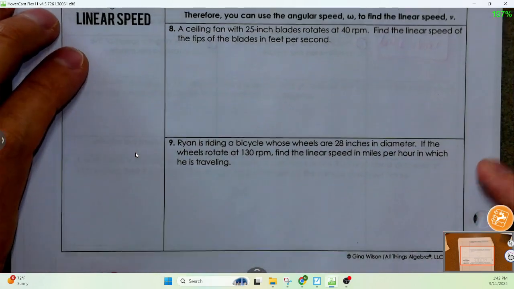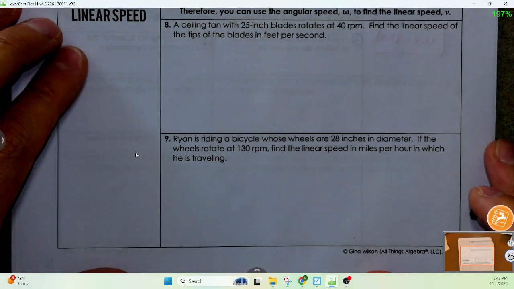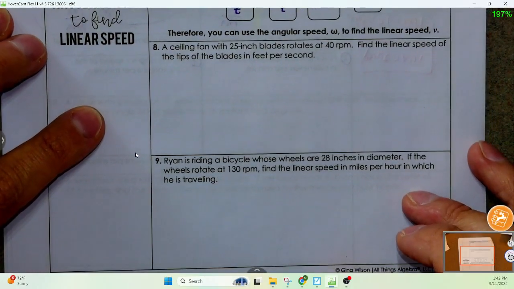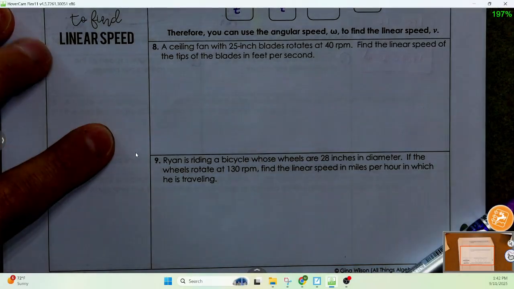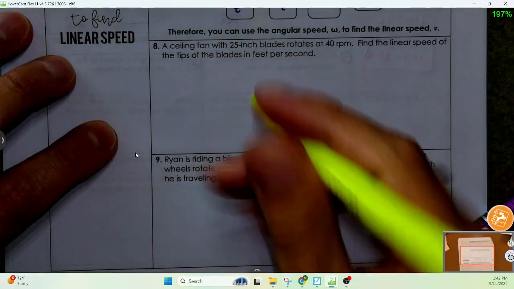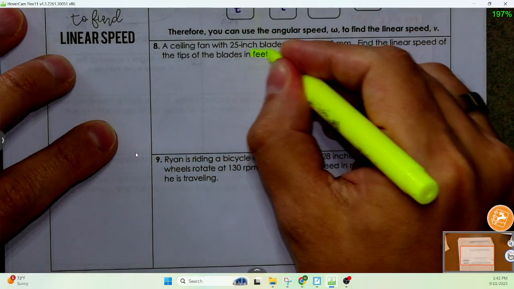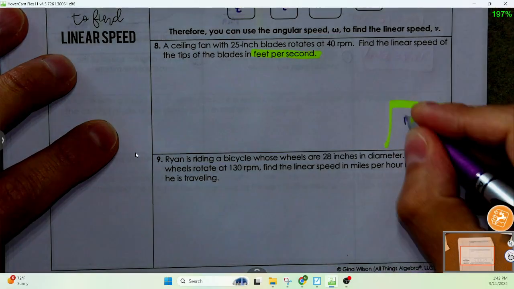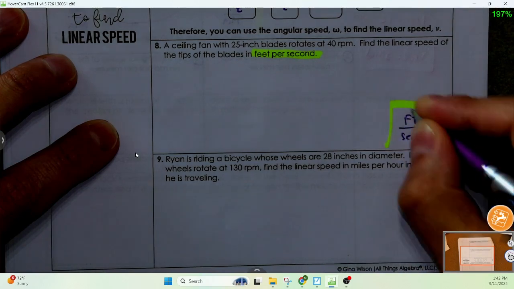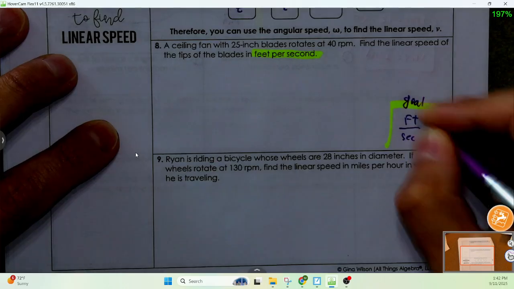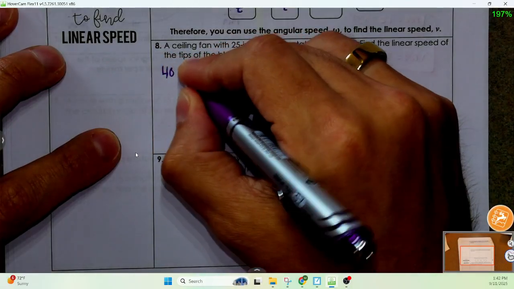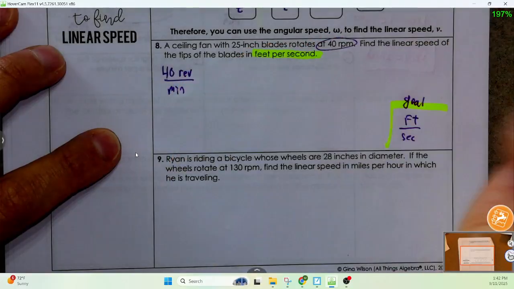Okay. So Ryan's riding his bicycle, or we got a ceiling fan. Let's do the ceiling fan. So I'm going to ignore the diagram, and I'm going to focus on what I want in the end. So again, let's highlight what we want, quite literally, in feet per second. So feet per second is the goal. This is the goal. That's where our GPS is heading. It's taking us there. And we're starting with 40 rev per minute, RPM.